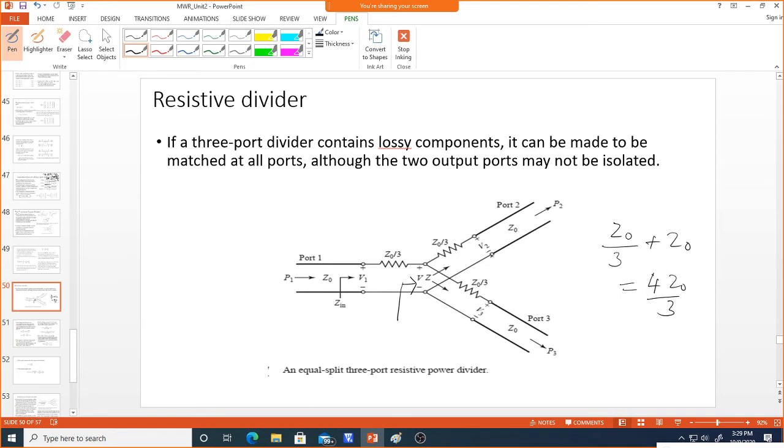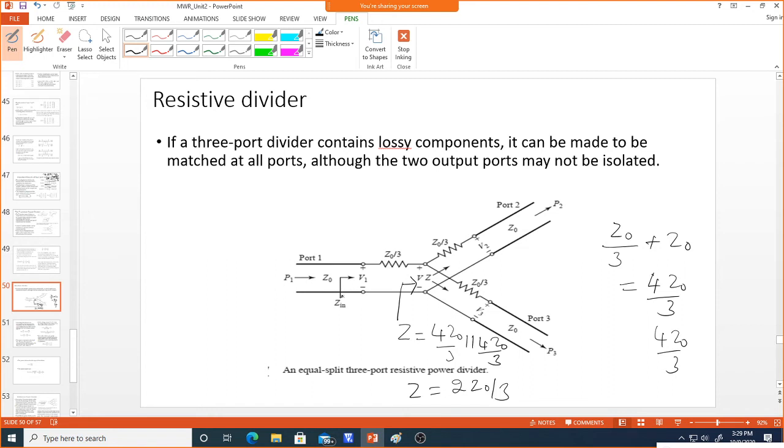So only this portion, and if you take this portion again, it will give 4 Z0 by 3. So now if I take the parallel combination of these two, the impedance looking at this point will be equal to 4 Z0 by 3 in parallel with 4 Z0 by 3. If you take the same combination, it will give the impedance which is 2 Z0 by 3. Okay, so this is the impedance looking at this point.